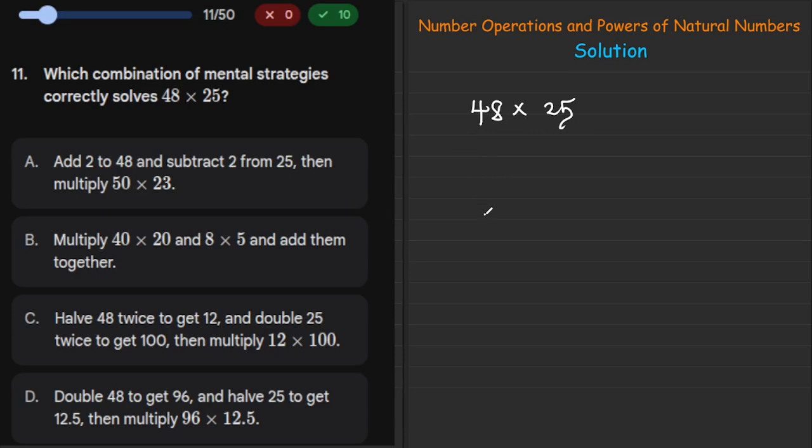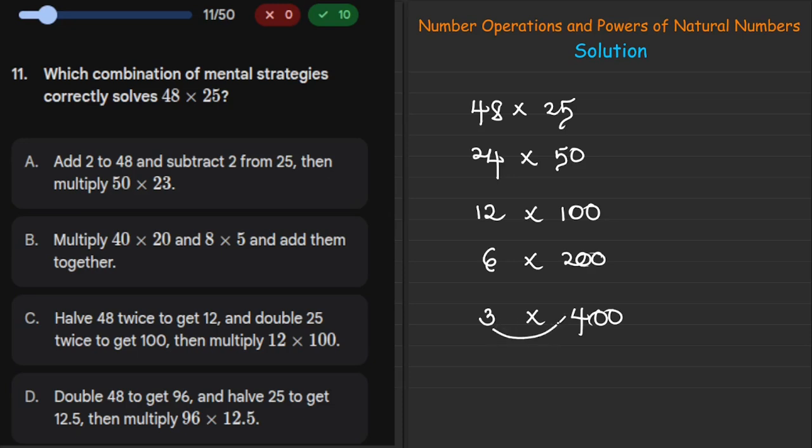here can easily be repeatedly halved. And then the 25 can also be what? Doubled easily. If we have 48, we are going to get a 24. Then the double of 25 gives us what? A 50. If we have 24, we get a 12, and the double of 50 gives us 100. If we have 12, we get a 6, and the double of 100 gives us 200. If we have 6, we get a 3, and the double of 200 gives us a 400.